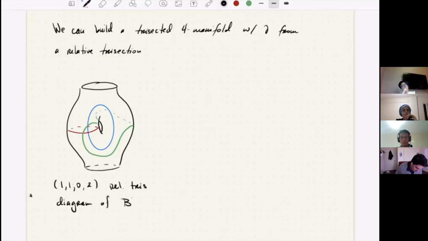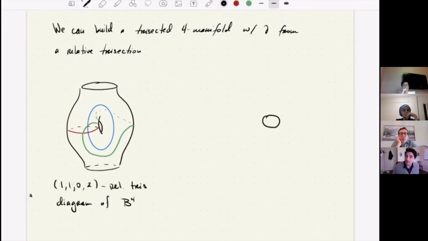Of B4. And this actually comes from perturbing a Lefschetz fibration on B4 that has a single Lefschetz singularity. Okay, and now what we want to do is take this.